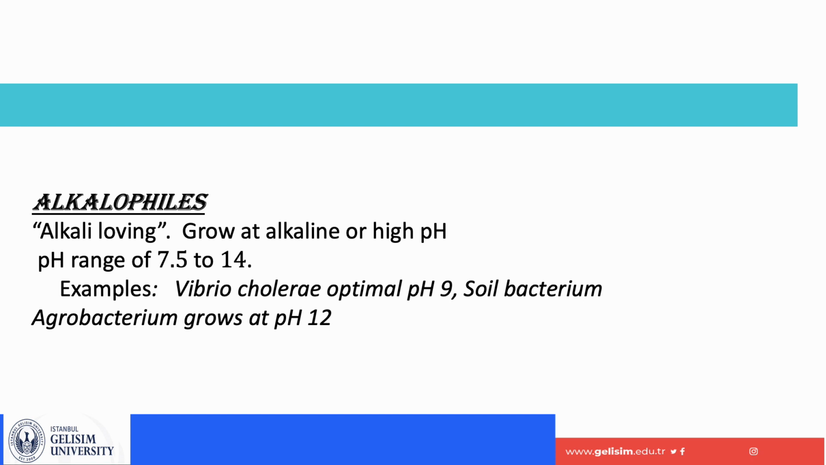Alkaliphiles are also known as alkali-loving microorganisms, and they're a type of bacteria that thrive in alkaline or high pH conditions. They have an average pH range that they like of between 7.5 to 14. Examples of alkaliphiles include Vibrio cholerae, which has an optimal pH of about 9, and there's also Agrobacterium, which is a soil bacterium that grows best at a pH of about 12.